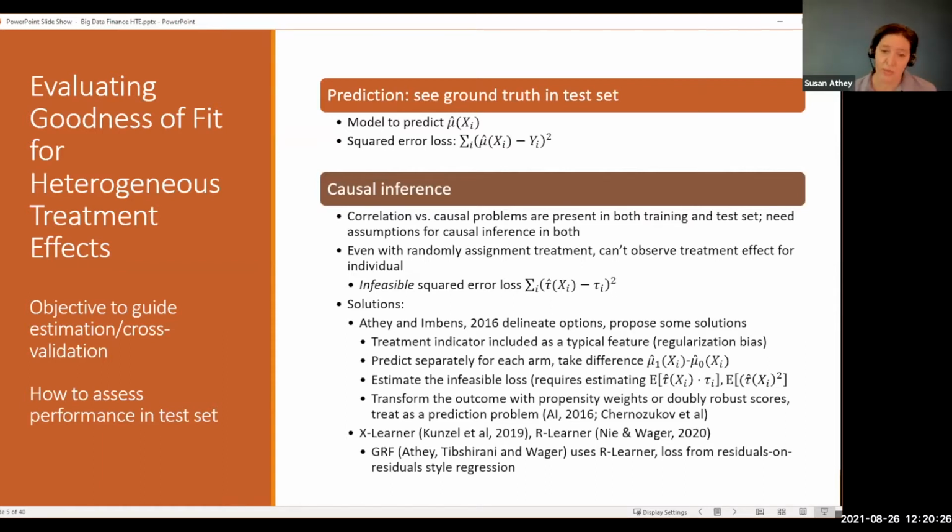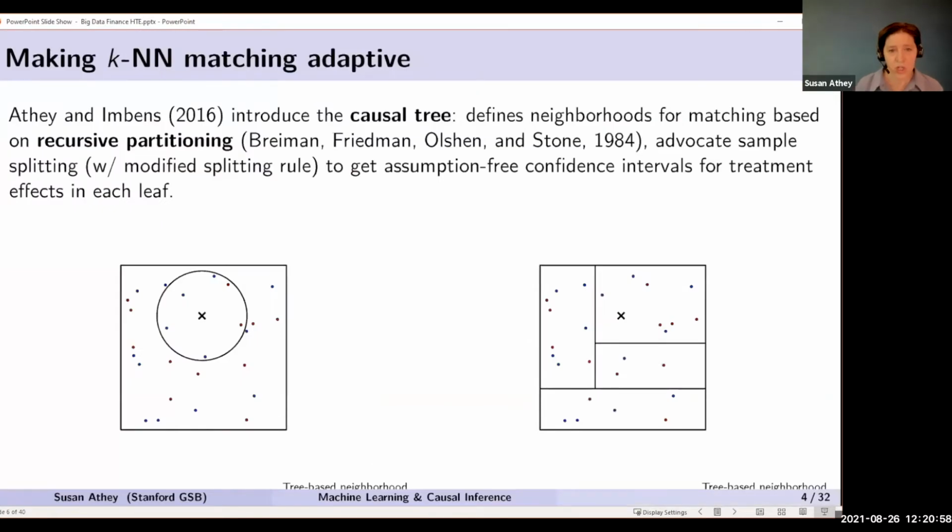And then finally, a couple of other approaches: X-Learner from a group at Berkeley and R-Learner by my co-author Stefan and me, and they basically come up with a way to optimize based on a residual regression. So the bottom line is there's a whole bunch of methods that you can choose from at this point, but whichever one you choose, it's important that it's optimizing for the objective, that you're comparing apples to apples, and also that you use it in a way that you can trust your results. So I'm just going to really quickly go through the GRF.